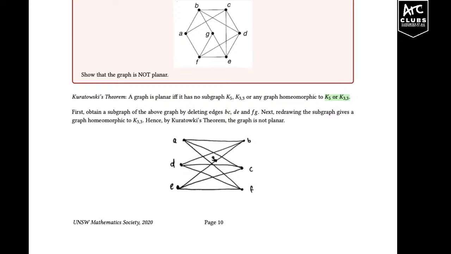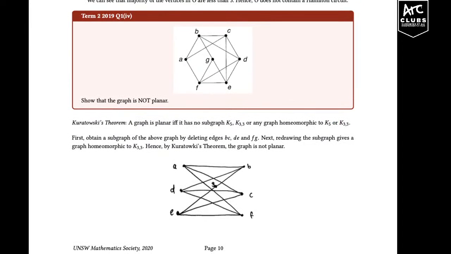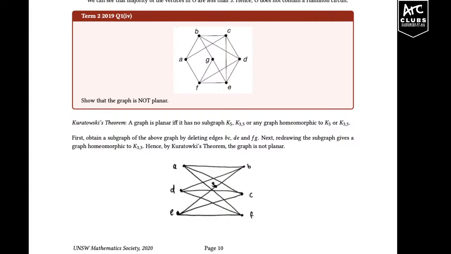Using this theorem is quite difficult. It is a lot of trial and error in deleting your edges and trying to redraw your graph to show that it has or doesn't have a subgraph of K5 or K3,3.